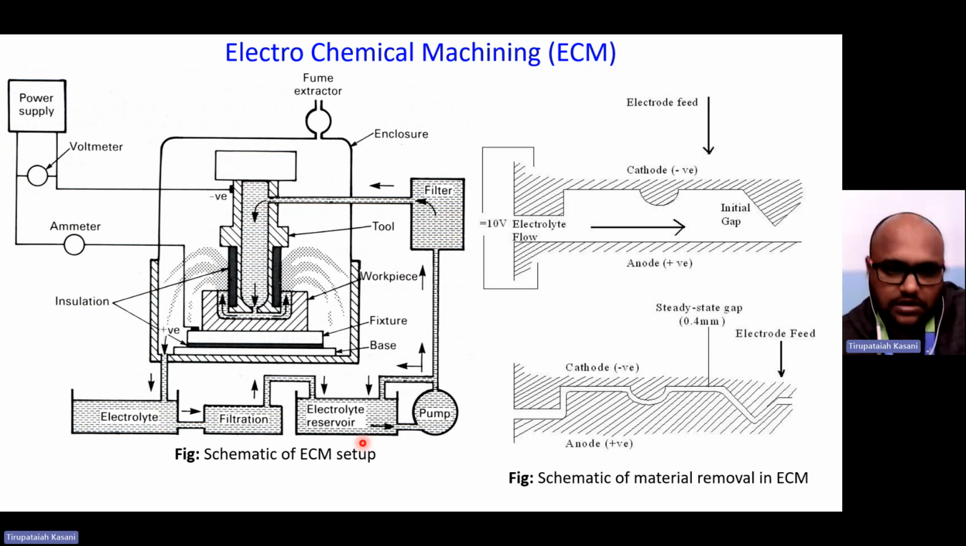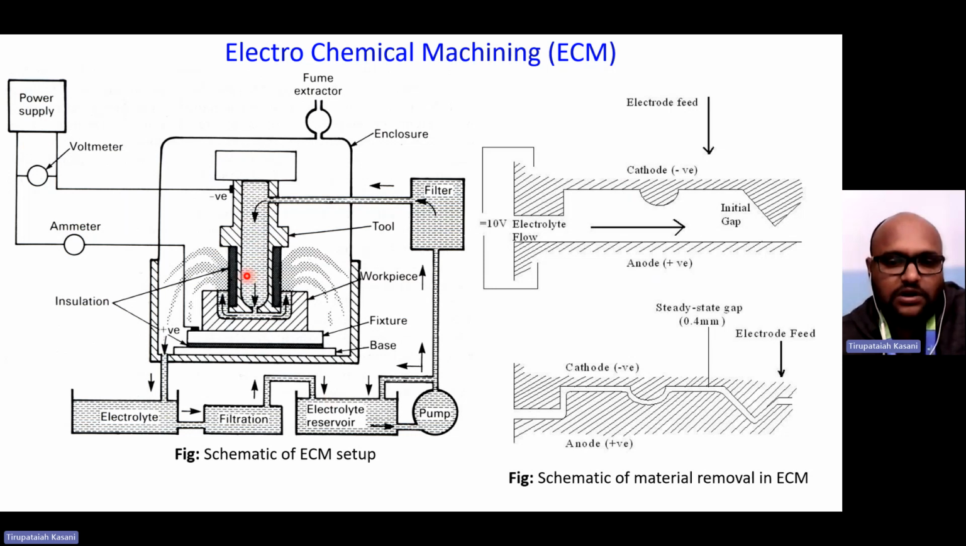Now we will see the power supply to the tool. This is the voltmeter and this is the ammeter, and the negative and positive terminals are given to the tool and the workpiece respectively. This hatched region is the workpiece. This is the fume extractor. Whenever the power supply is given and the electrolyte is supplied to it, the anions and cations act.